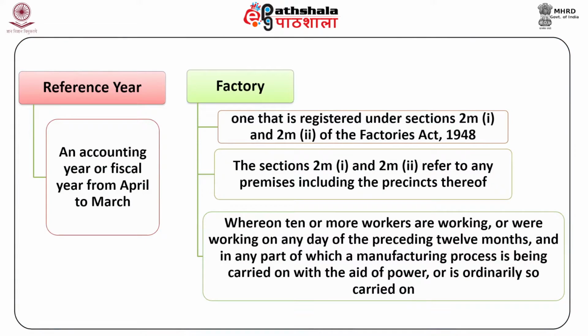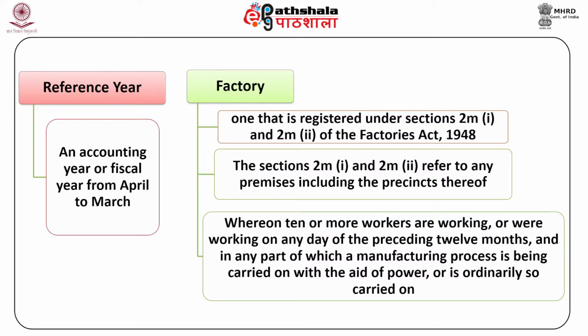The first one is related to the reference year. Reference year is an accounting year or fiscal year from April to March. Then the second one is for factory. A factory is one that is registered under section 2m(i) and 2m(ii) of the Factories Act 1948.